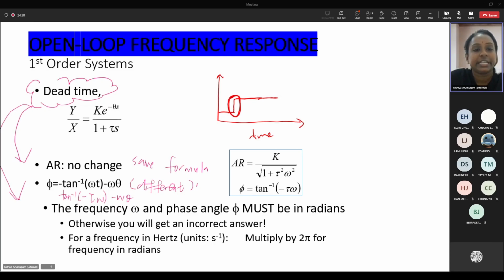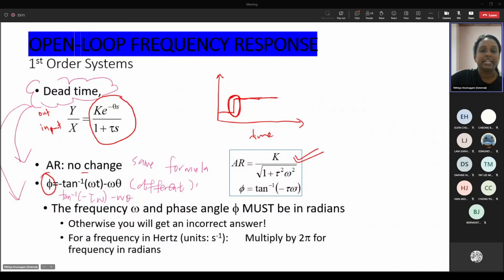Now, how to define the dead time? Dead time is basically similar to the previous one, output over input also, okay? But their definitions or the function will be different. Now, for dead time, the amplitude ratio remains the same, similar to our frequency analysis just now. But when it comes to angle, it's going to be different from the previous one, in which earlier we only had the tangent term, correct? Now we're going to have an additional term here, okay?